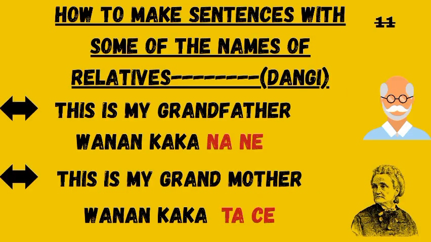So let's proceed. How to make sentences with some of the names of relatives in Hausa language. Remember, I told you that relatives in Hausa language is dangi. Let's begin. This is my grandfather. Wannan kaka na ne. This is my grandmother. Wannan kaka ta ce.